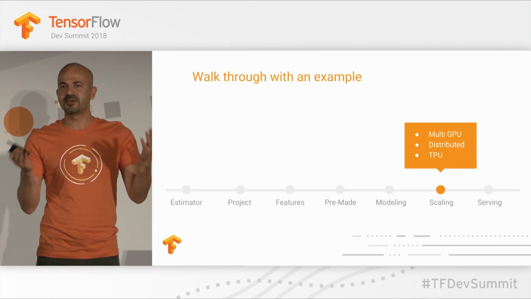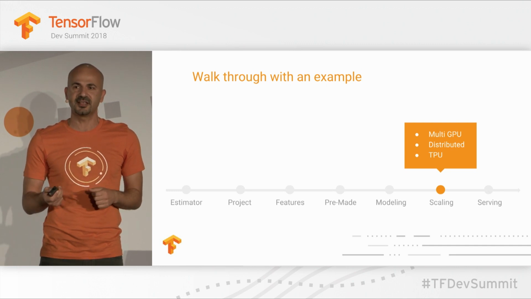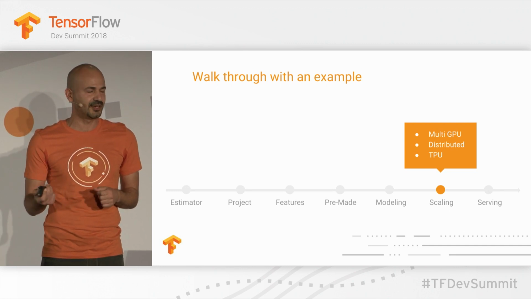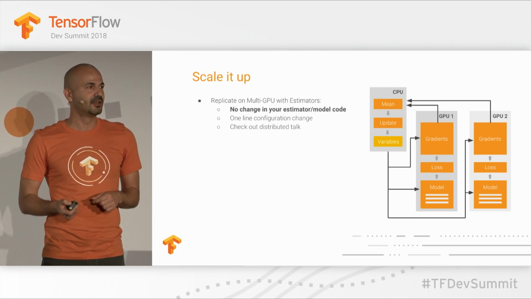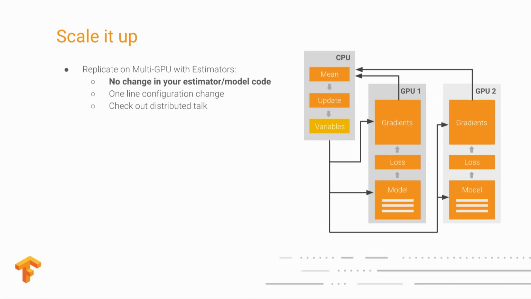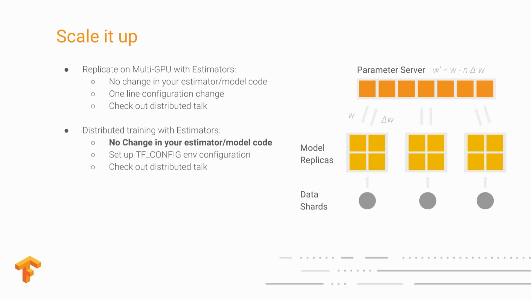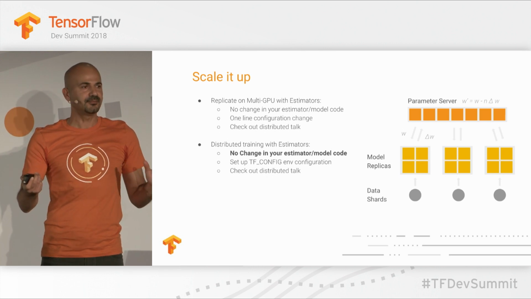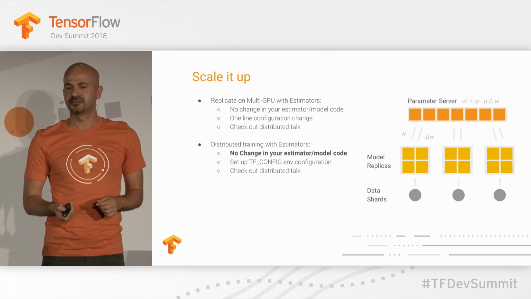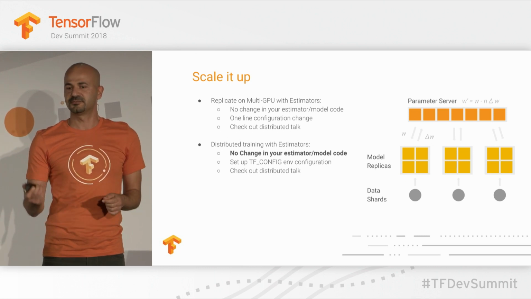So let's say you experimented and you found some models, but you need to scale it up. Not all of you, but some of you may need to scale your training. So you can use multi-GPU, which means replication on different GPUs. Igor will talk about that after my talk. The key point here is you don't need to change the estimator or the model code. Everything should work with just a single line of configuration change. Or you may want to distribute your training to multiple machines by saying these are workers, these are parameter servers, and there's one evaluator going on. So same, you don't need to change your estimator or model code. Everything should work based on the configuration.